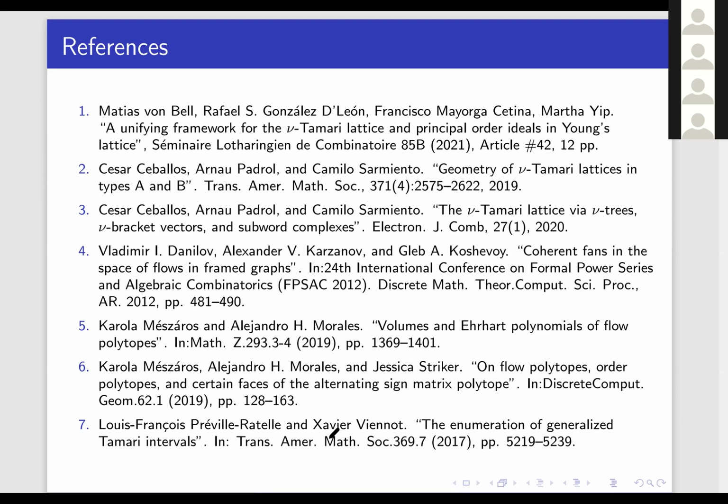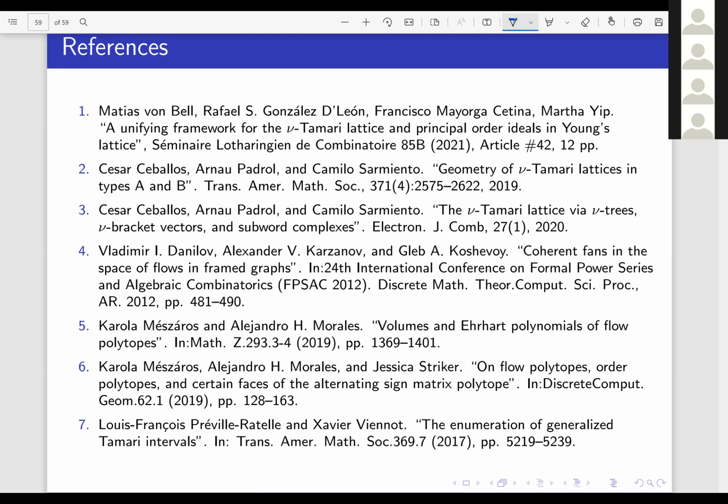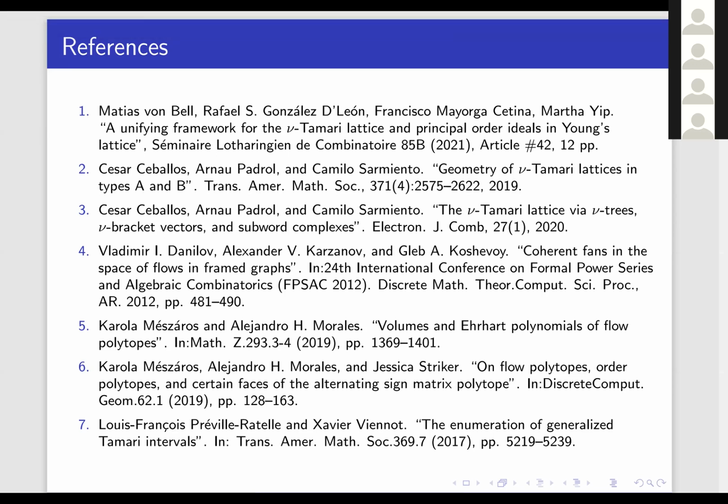Good. Any other questions? Yeah, I have a question. Have you thought about connections to the Shi arrangement? Because I think if you look at the dominant chamber of the Shi arrangement, its dual graph is also the regions. I mean, it could be the interval of Young's lattice you're talking about. Yeah, that would be an interesting direction to think further. I haven't personally thought about that. I know my advisor Martha Yip has thought about it a little bit, so that's perhaps an interesting follow-up to consider, but I haven't thought about that now.